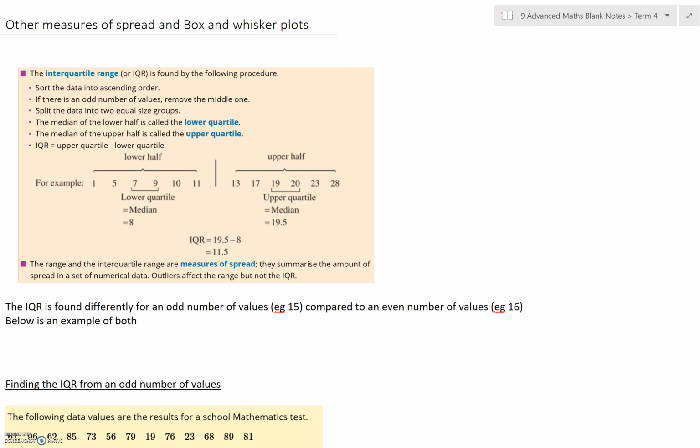To start, we need to sort our data into ascending order. And this says if there's an odd number of values, remove the middle one, but I don't want to do that, and I'll show you what we'll do instead. But we do need to split the data into two equal size groups. The data in the lower half, or the lower group, is what we want to find, called the lower quartile, and that's the middle of that group, the median.